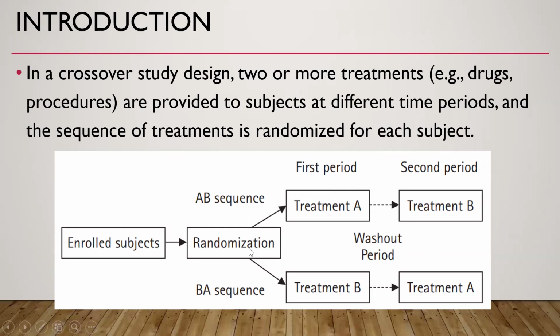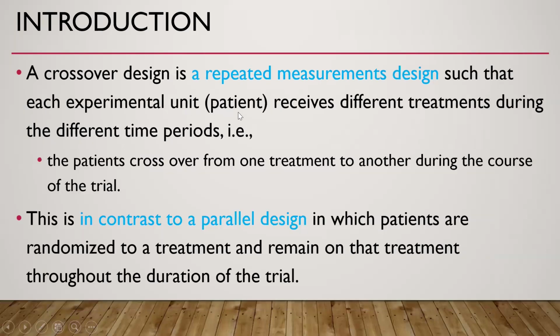So if we randomize our subjects into either the AB sequence or the BA sequence, a crossover design is a repeated measurement design such that each experimental unit, patients or subjects, receives different treatments during the different time periods. The patients cross over from one treatment to another treatment during the course of the trial. This is in contrast to a parallel design in which patients are randomized to a treatment and they remain on that treatment throughout the duration of the trial.